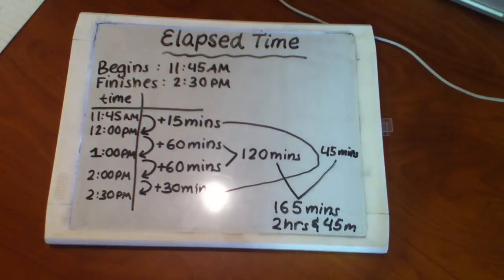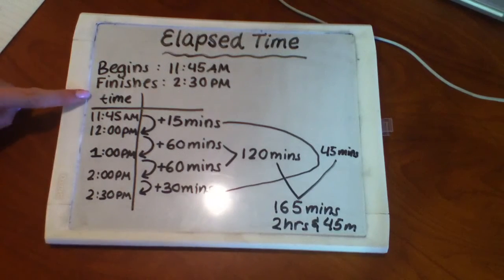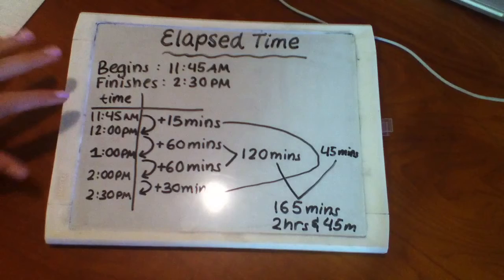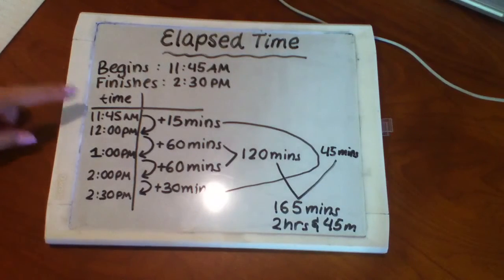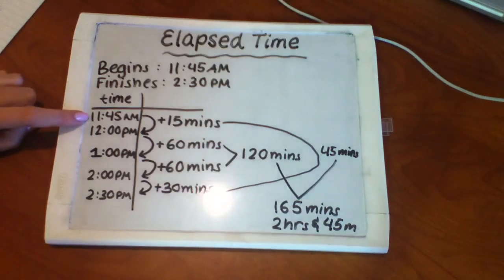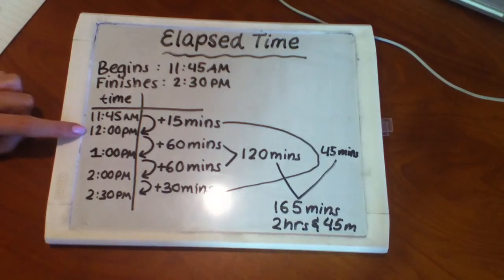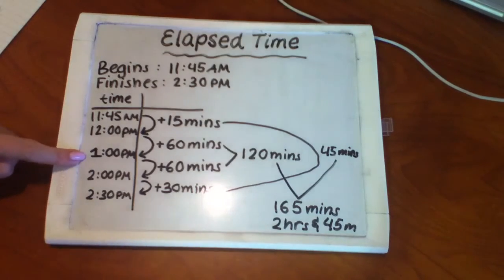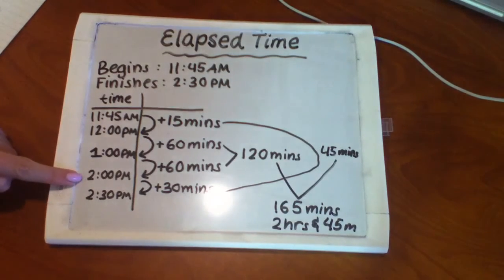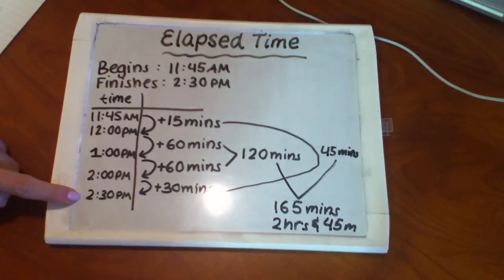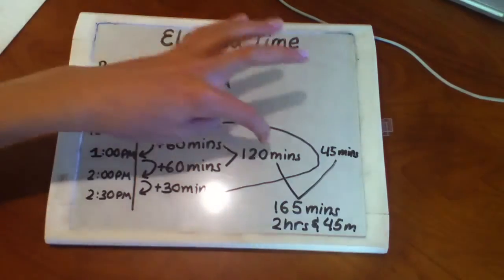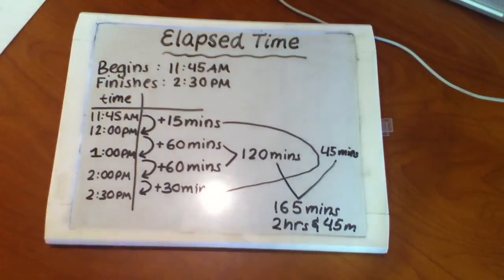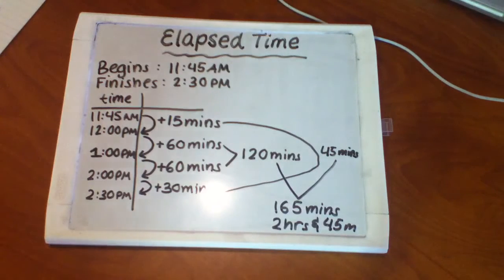So, just to review quick, we did a T-chart for our first way, and we did the make 60 approach with it. So we use our start time, and we tried to get to the next hour, or to 60 full minutes, and that was 12 p.m., so we added on 15 minutes. To get to the next hour, we just added on 60 minutes. To get to the next hour, another 60 minutes. And then to get to our final time, we just needed to add on 30 minutes. And then we added those minutes together and got 165 minutes, which is 2 hours and 45 minutes.